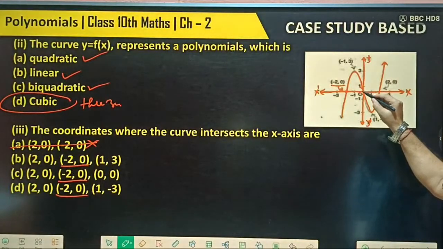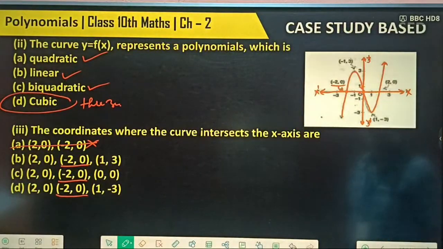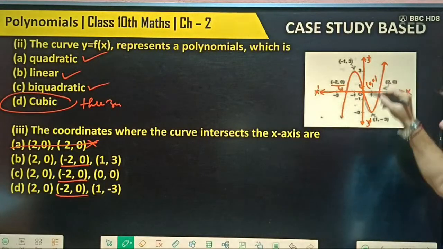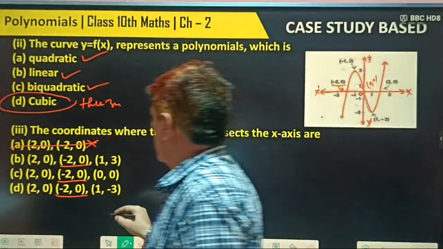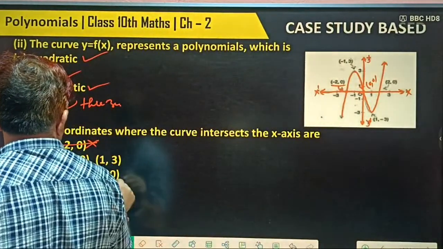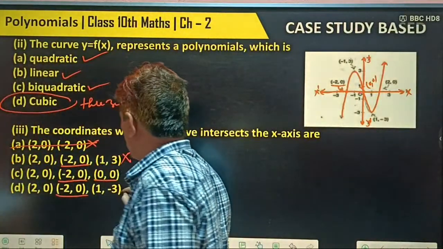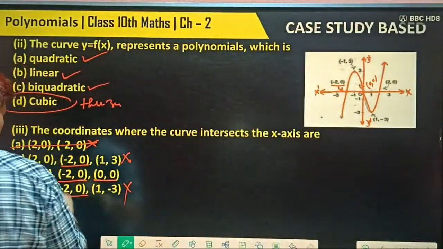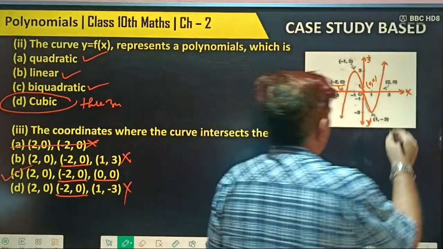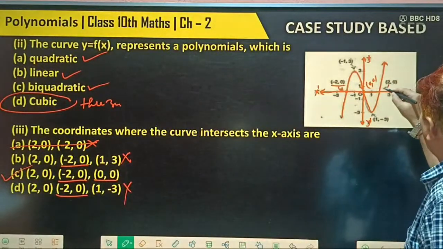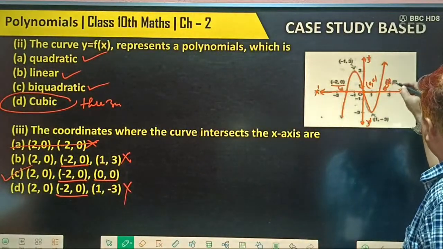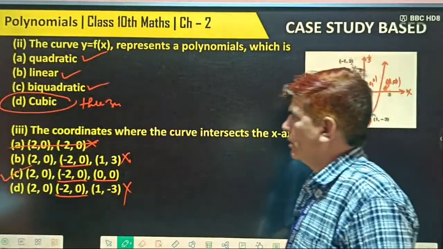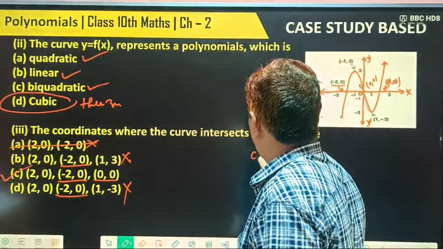What are the coordinates of this point? 0, 0. Is there a 0, 0 anywhere? Here is a 0, 0. Nowhere else; here also not 0, 0, here also not 0, 0. So this is your answer. So third one, what are the coordinates of this point? This is written 2 and 0. So what's your answer? C is your answer.